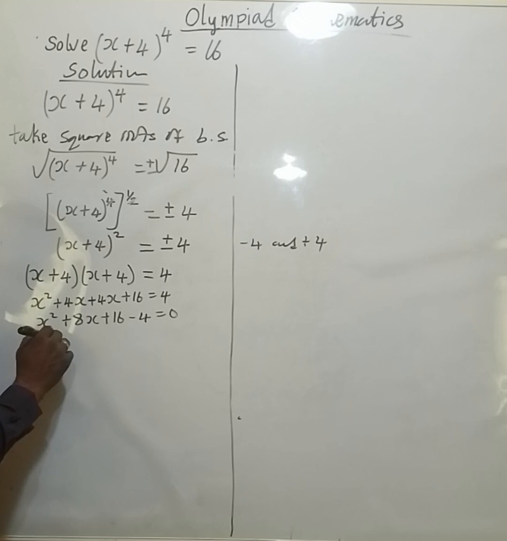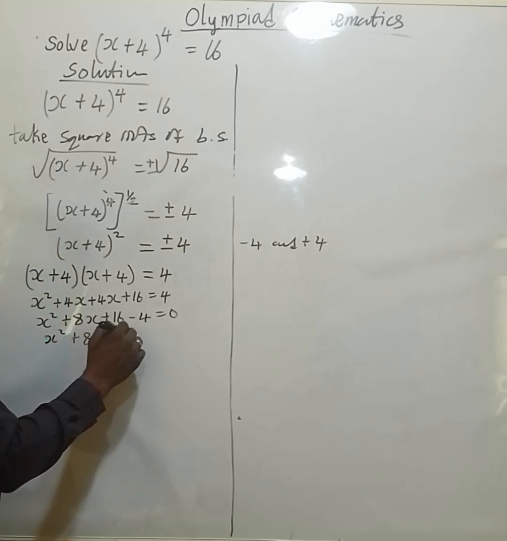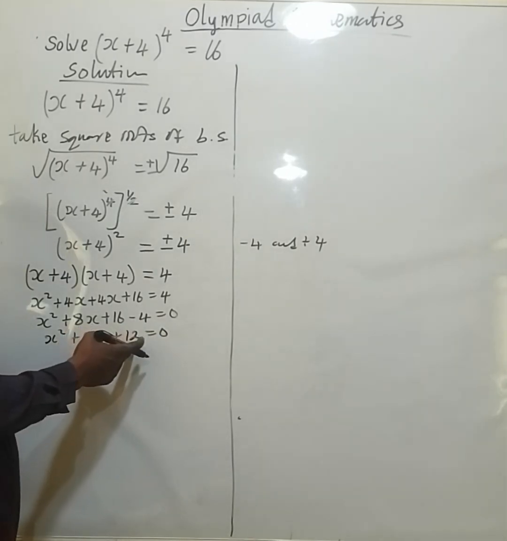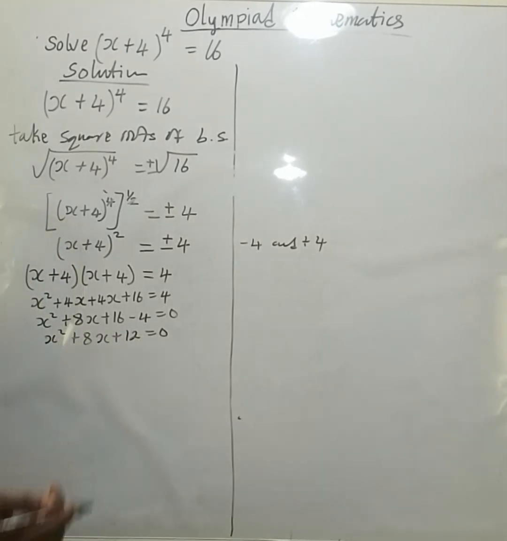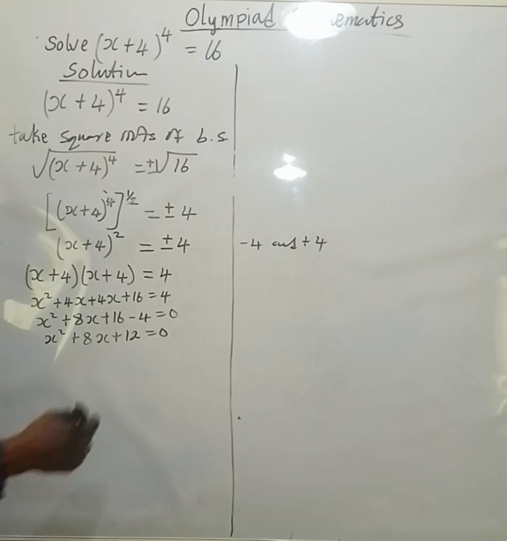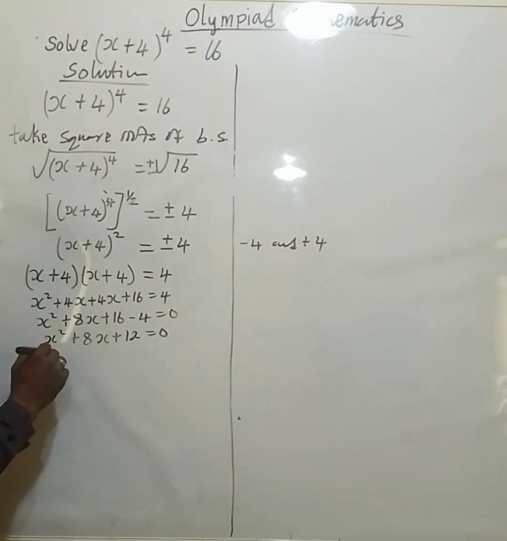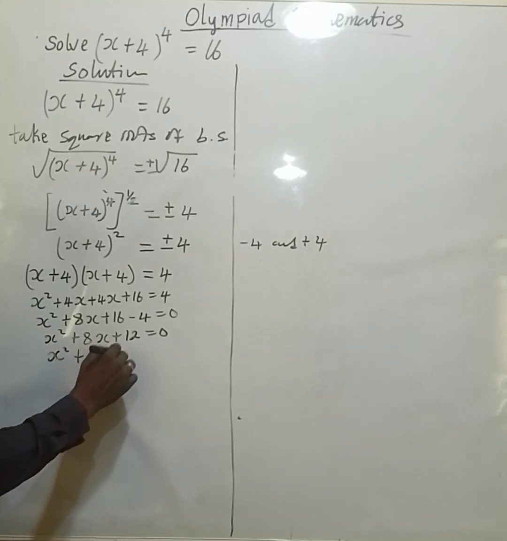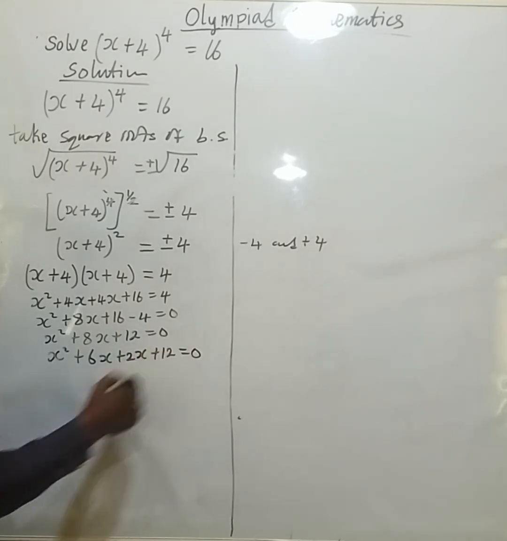Now in this case, x squared plus 8x, 16 minus 4 is plus 12, equals 0. We will now think about two factors that when we multiply them together give us 12, and when we add them together give us 8. So what are the factors? 6 times 2 gives us 12, and 6 plus 2 gives us 8. So we now have x squared plus 6x plus 2x plus 12 equals 0.